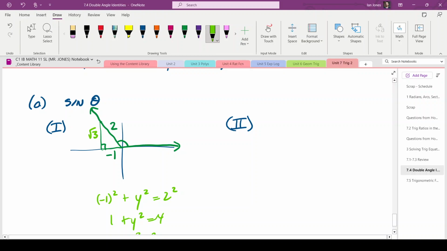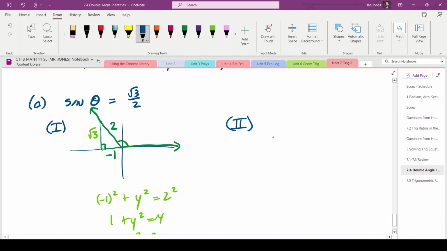And so I can answer anything. If I'm going to answer what sine of theta is, it is y over r. It is root 3 over 2. And I could check with All Students Take Calculus. All students, S, sine is positive in this quadrant, and sure enough, there it is positive. Okay, that's fine. Now let me do it the other way.